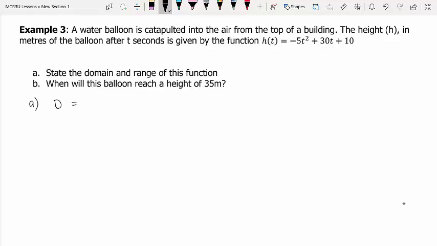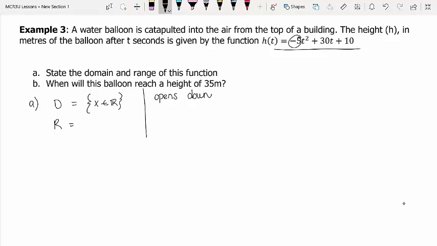We know it encompasses all x values. Now the range is a little bit more difficult, okay? So first, we know that the quadratic opens down because our a value is negative, but we don't know what the vertex is because our quadratic is written in standard form.